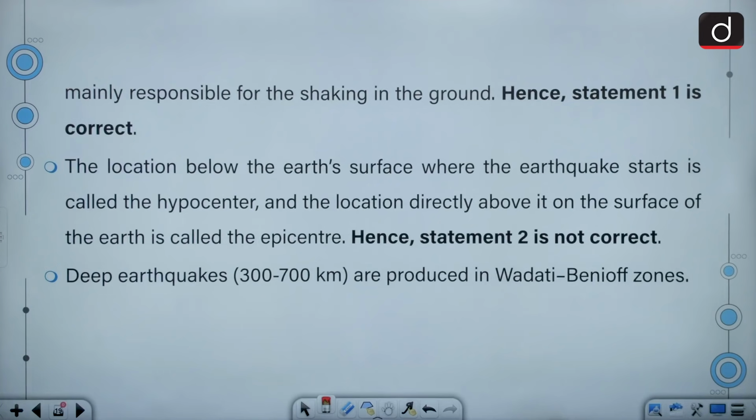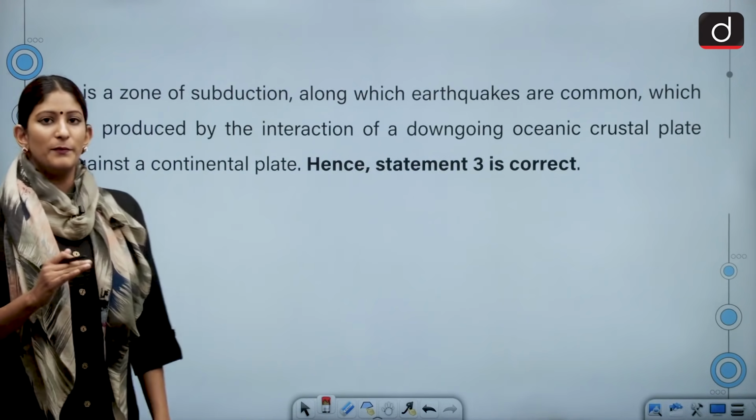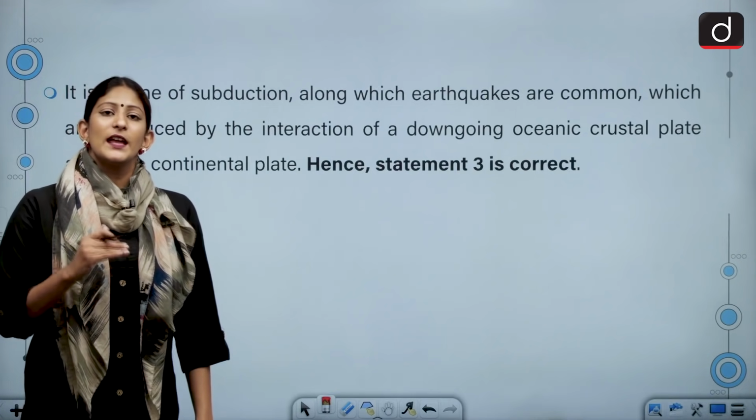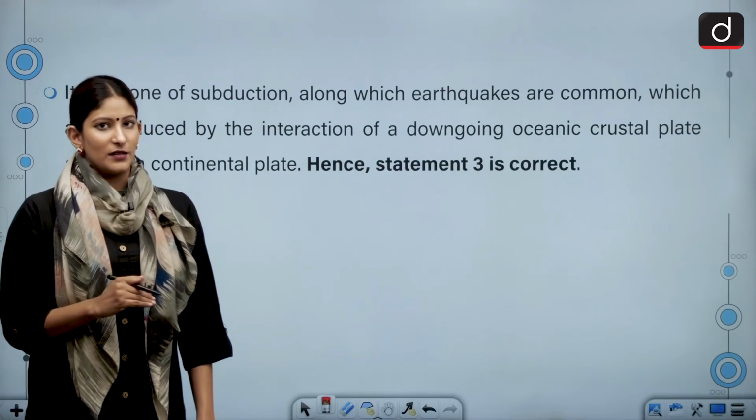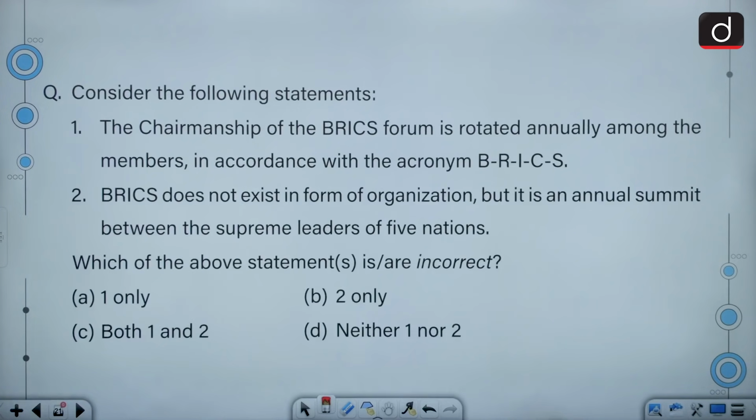Deep earthquakes, which come from 300 to 700 km, are produced in the Vadati-Benioff zone. It is a zone of subduction. What is subduction? One plate which is denser in nature moves beneath the lighter plate. Okay, along which earthquakes are common, which are produced by the interaction of downgoing oceanic crustal plates against a continental plate. Moving on, consider the following statements.